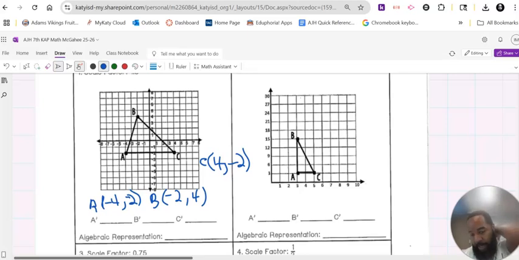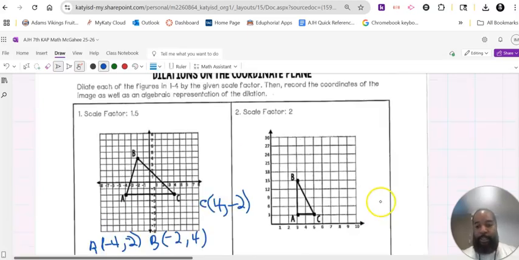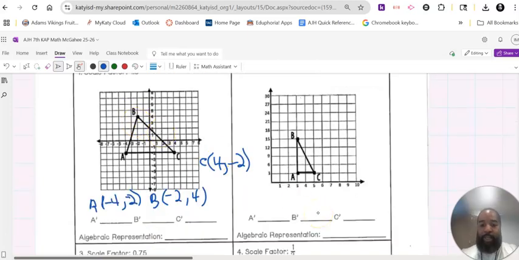So I need to multiply all of those values by 1.5, or 3 over 2, to get my new points. So the first thing we know is that because my scale factor is 1.5, my algebraic representation is 1.5x comma 1.5y. Okay, from there, we're going to multiply 1.5 times my x values and 1.5 times my y values.